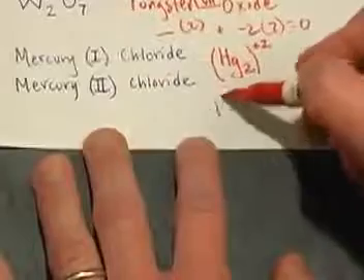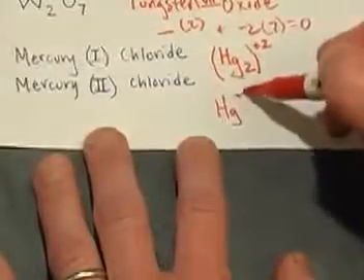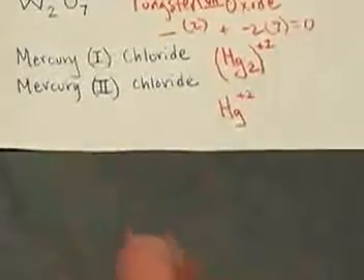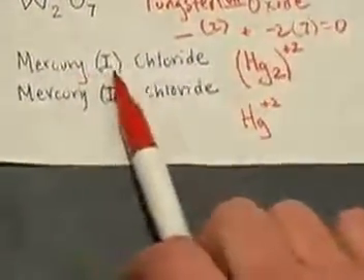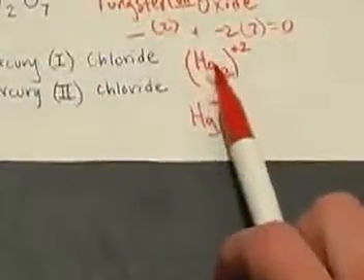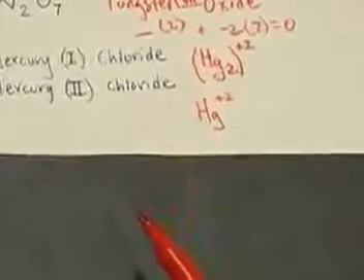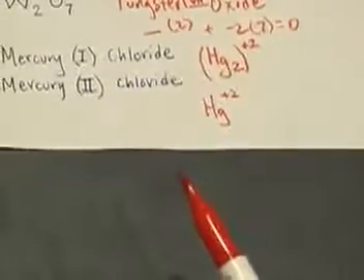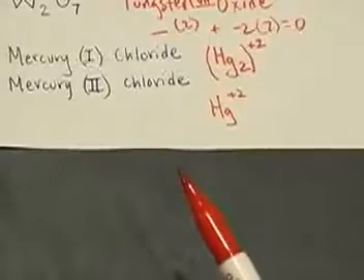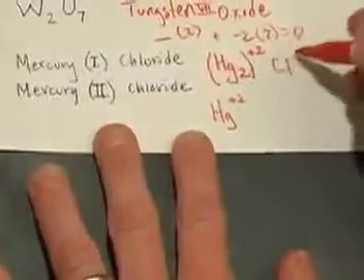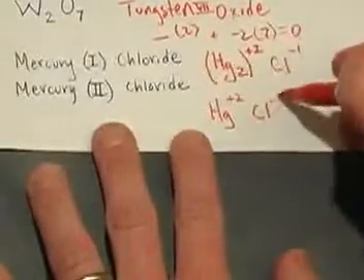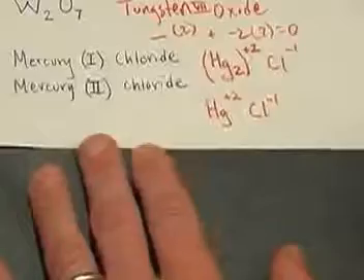Mercury 2, though, is Hg, and it simply has a +2 charge. It's only 1 atom. And this is what makes mercury confusing: you have to remember that mercury 1 is actually diatomic, with each atom a +1 charge, for an overall charge of +2 of the diatomic cation, whereas mercury 2 is simply Hg plus 2. Now they're both combined with chloride, and if you remember, chlorine has a -1 charge because it's in group 17 on the periodic table.